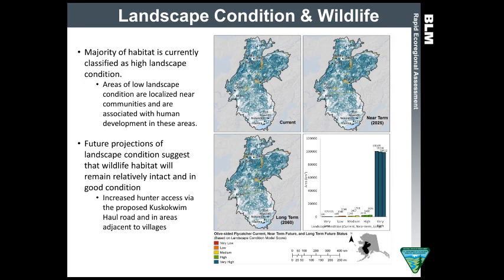I know I wanted to focus my talk on some more interesting things like caribou, but I think that's one of the most compelling results that we saw from our integrated products results. Okay, back to landscape condition. I showed this yesterday, and this is the same story for all the wildlife CEs: the majority of habitat is currently classified as in high landscape condition, and we don't see much change in that over time.